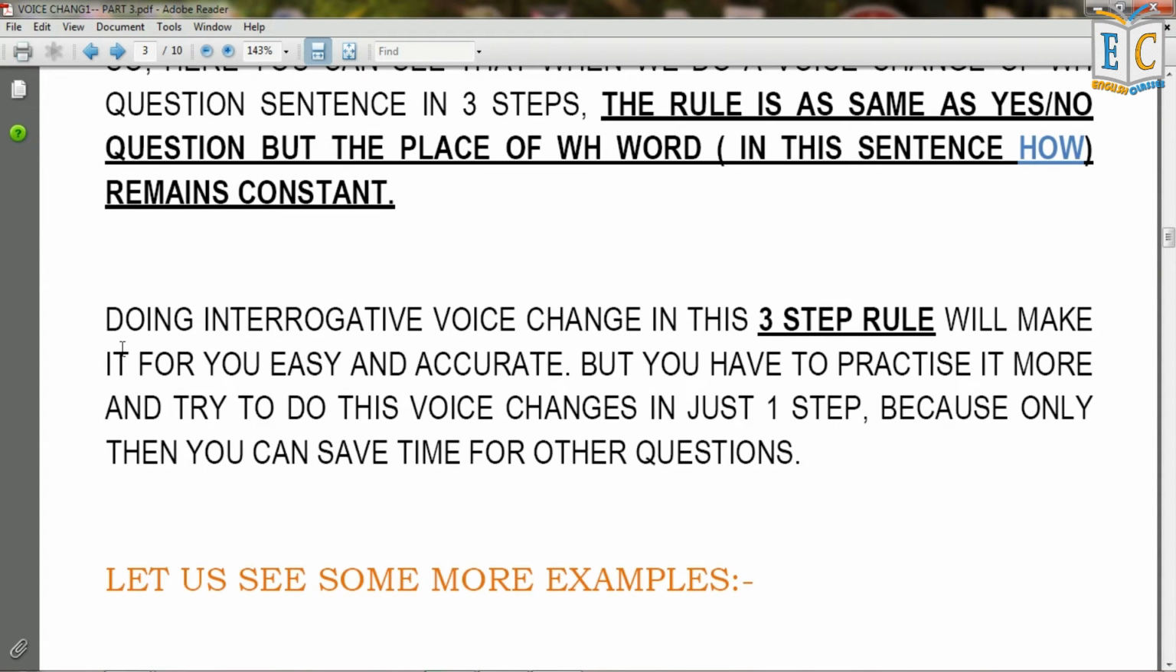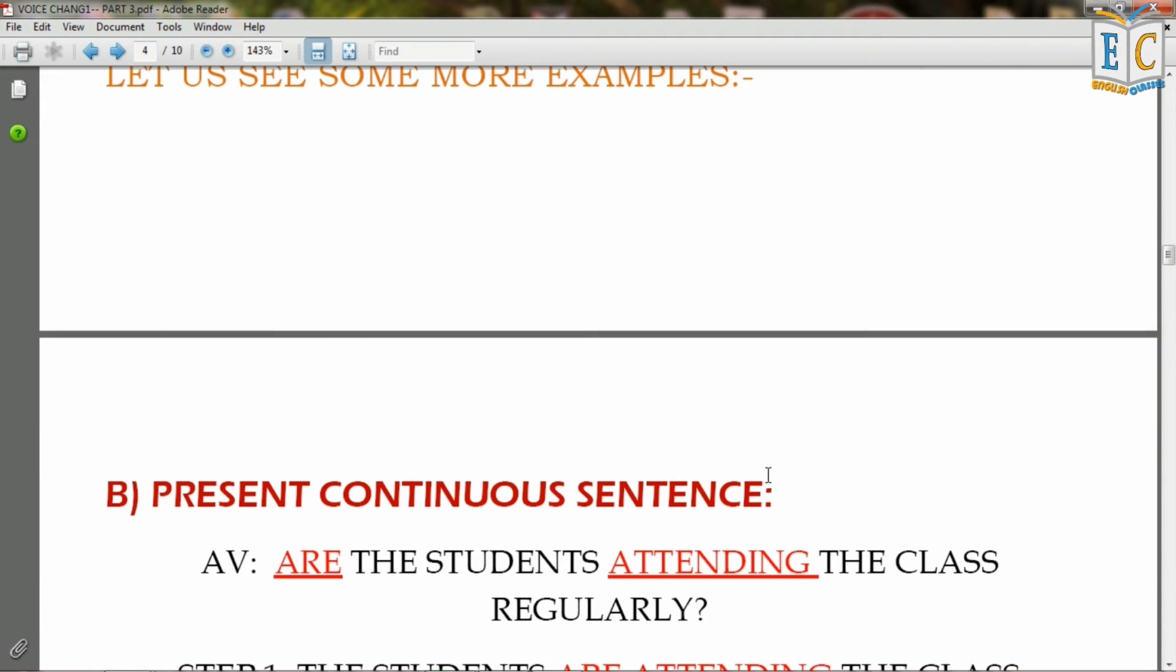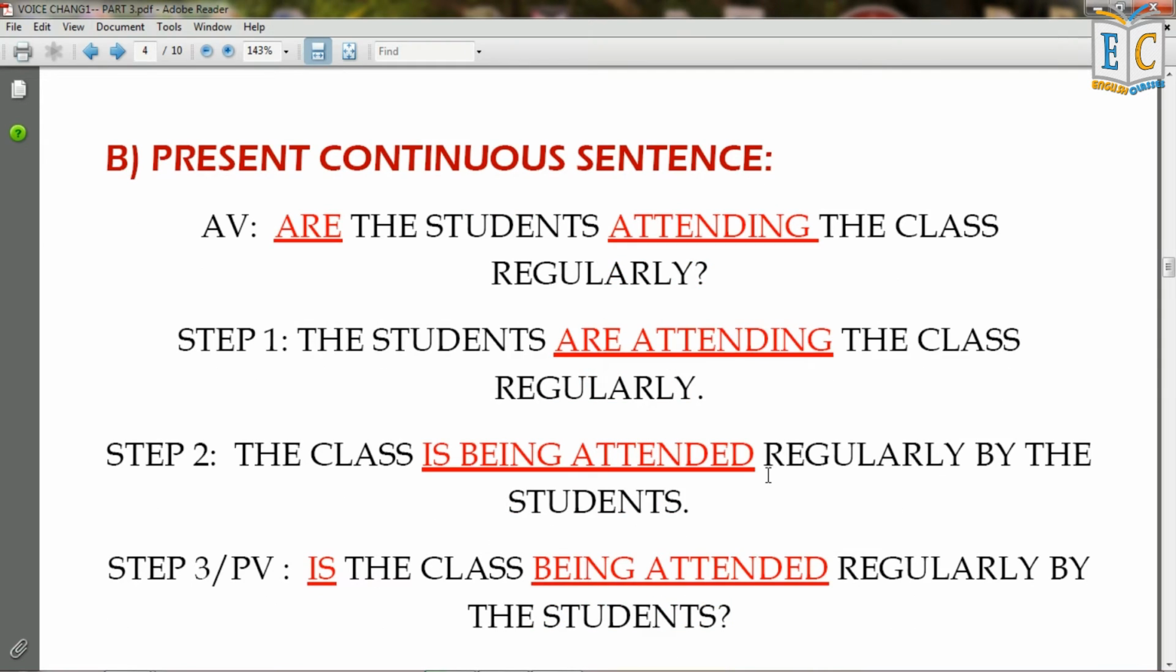Now you have to keep in mind that doing interrogative voice change in this 3-step rule will make it easy and accurate for you. But you have to practice it more and try to do these voice changes in just 1 step, because only then can you save the time for other questions. Let us see some more examples.